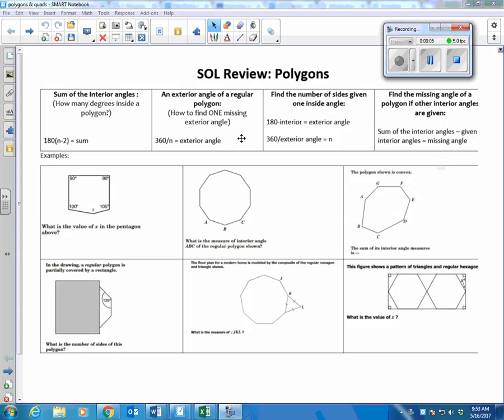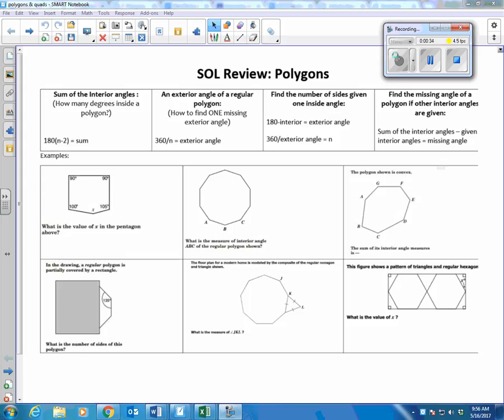All right, so we're going to review polygons. We're just going to review some of the important information about polygons that you need. So the sum of the interior angles, remember interior is on the inside. You take the number of sides n, subtract 2, and then multiply that by 180. Remember that gives you what all the angles of any polygon should add up to, okay?